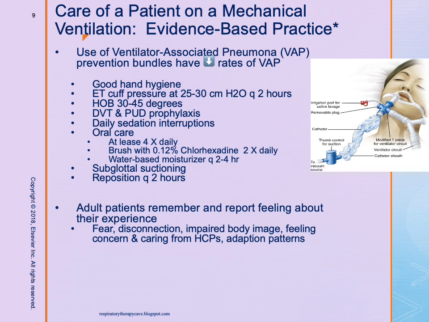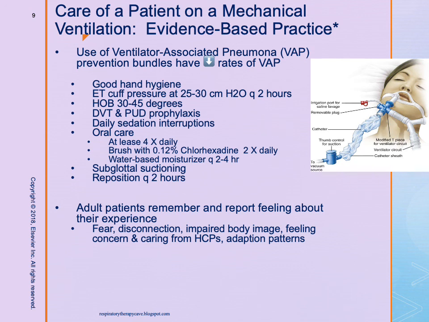A water-based moisturizer is used on the lips and oral mucosa every 2 to 4 hours. Some facilities may require the use of 1.5% hydrogen peroxide solution every 2 to 4 hours. Just remember that alcohol-based products are not used because they have drying properties on the mouth or anywhere that it's placed.